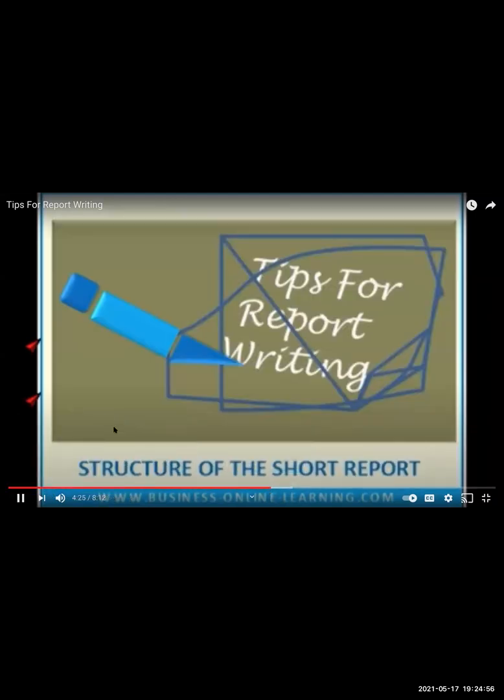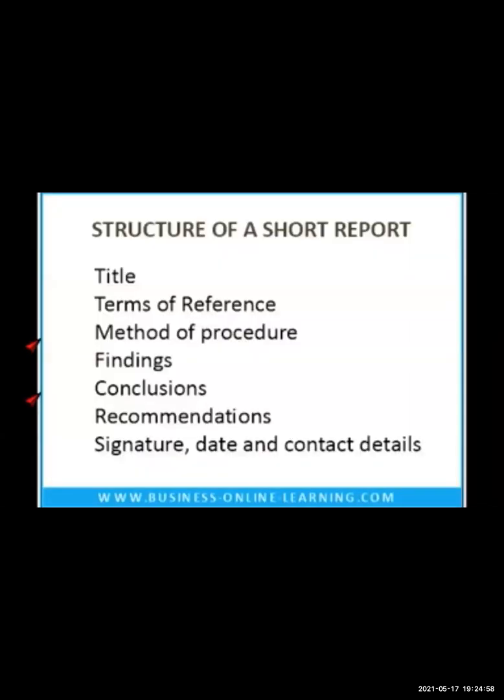Of the short report. Now you have been given the general framework. Typically, a short report will start with the title. You will then give a 2 or 3 sentence listing of the terms of reference. Then you have your method of procedure. Then your findings, your conclusions, your recommendations, and then you sign it with the date and your contact details.